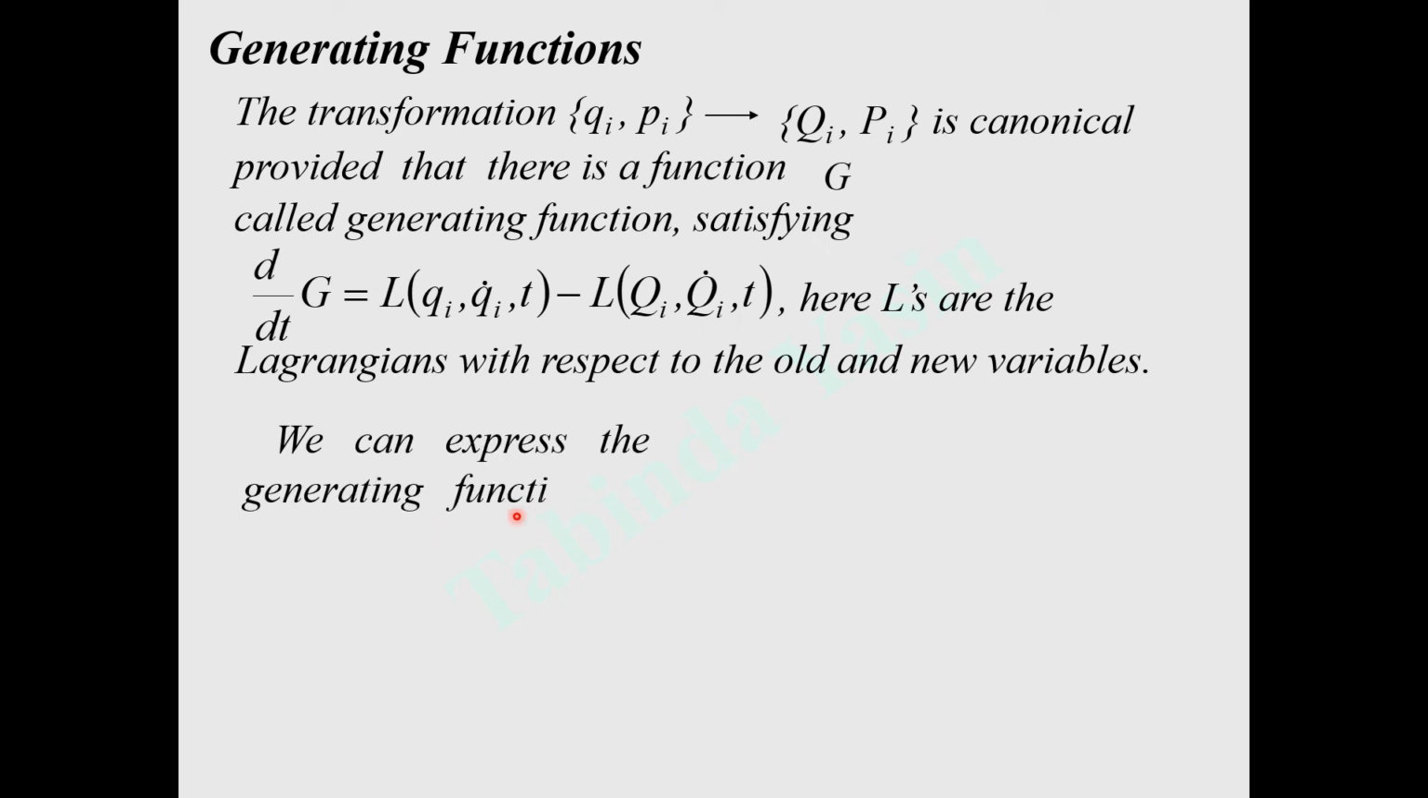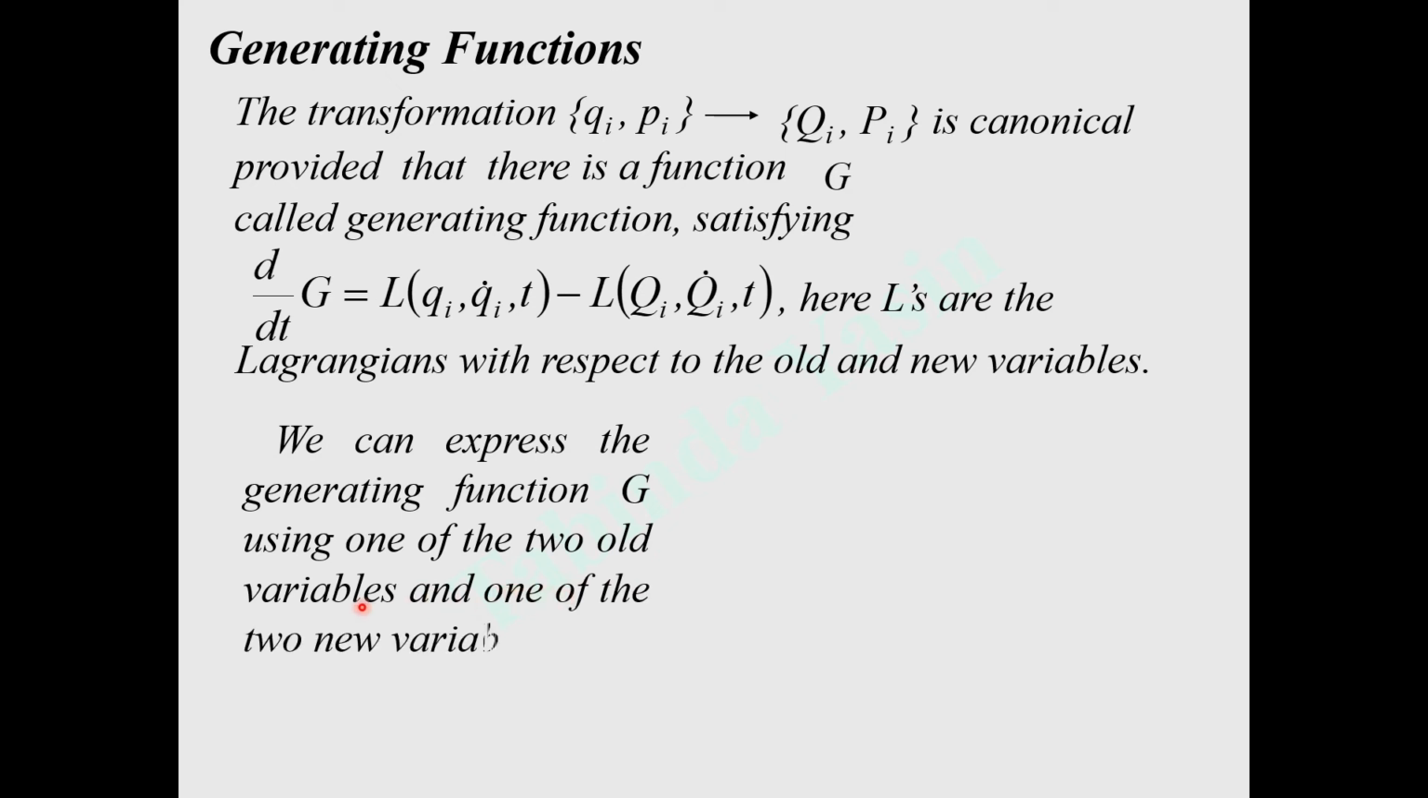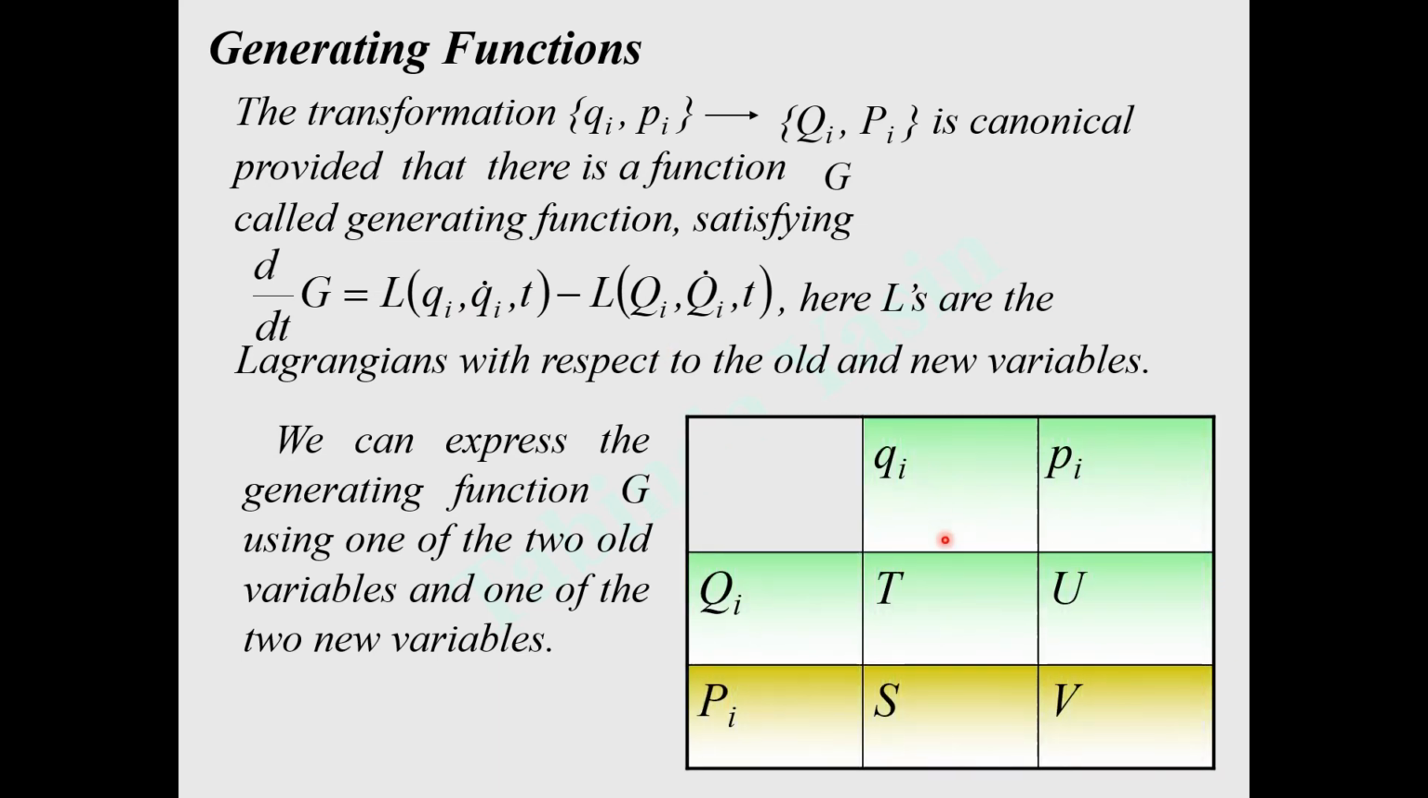We can express the generating function capital G using one of the two old variables and one of the two new variables. We can make a combination using the two old variables and the two new variables to make a new set of generating functions. Here that is the set of old variables qi, pi, and the capital Qi, Pi of the new set.